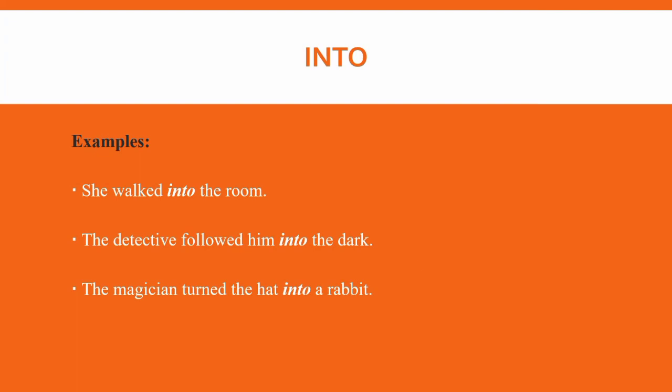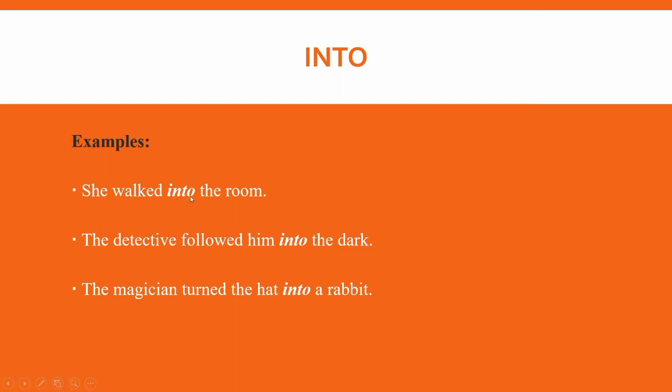In our third example: The magician turned the hat into a rabbit. This doesn't indicate any form of direction or movement, but it indicates a transformation.